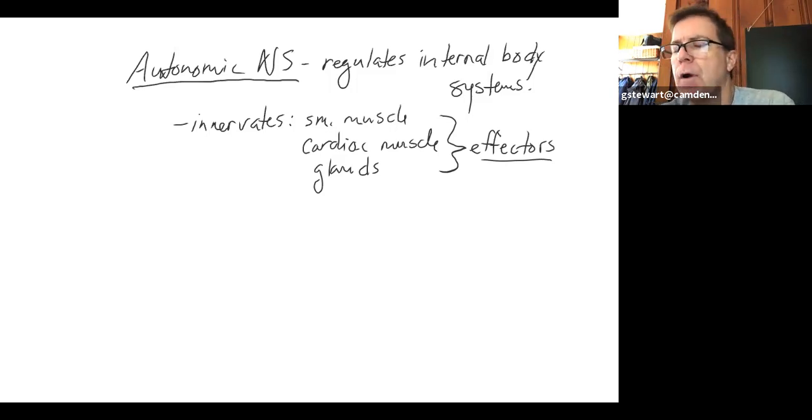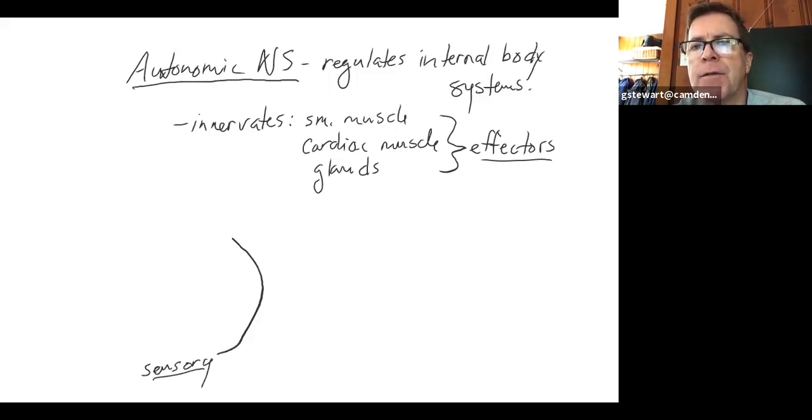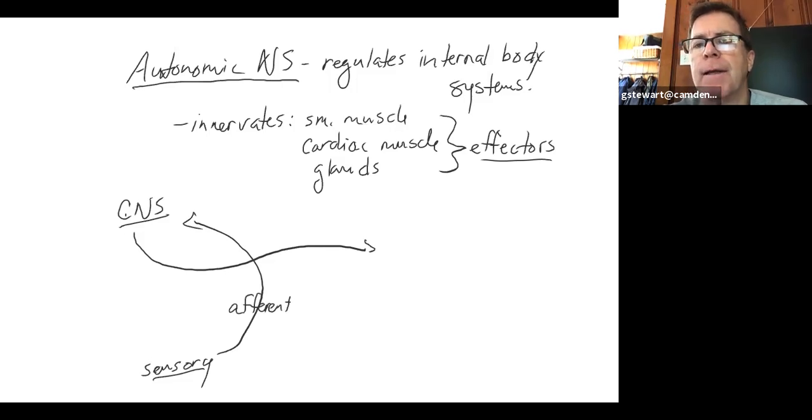You know what? Before I go any further, I know we did this a long time ago, but just to give you context, the nervous system does this. We have sensory receptors that send impulses to the central nervous system, where those impulses are processed, and then a command is sent out from the brain and spinal cord. So this is sensory afferent. This would be motor efferent.